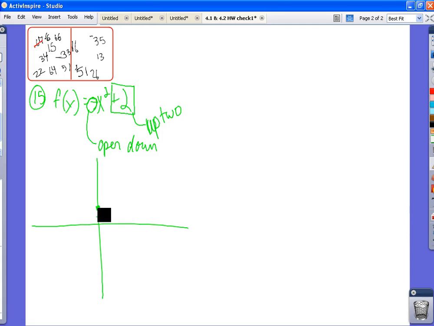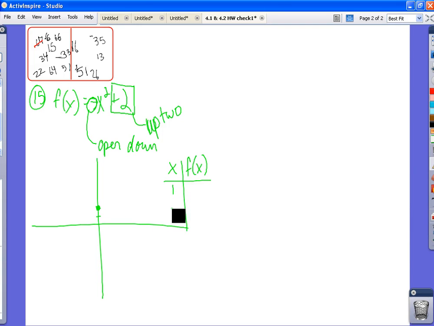So we can put the vertex right there. We also know that it's going to open down. Right? But we should plot some points. Knowing where the vertex is helps us to pick some relatively simple ones. Should we pick 5? That's a little too far away. 1's a good one. It's nice and close to home, close to the vertex.